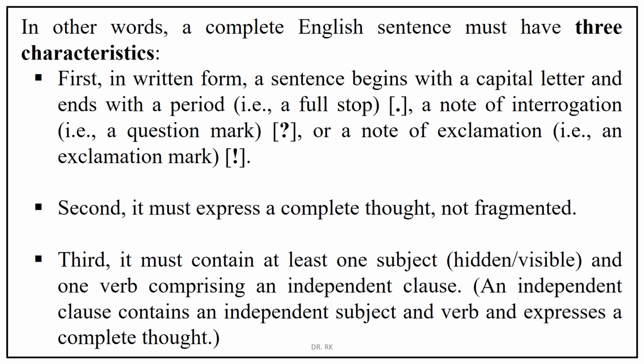In other words, a complete English sentence must have three characteristics. First, in written form, a sentence begins with a capital letter and ends with a period, that is, a full stop, a note of interrogation, that is, a question mark, or a note of exclamation, that is, an exclamation mark. Second, it must express a complete thought, not fragmented. Third, it must contain at least one subject, hidden or visible, and one verb comprising an independent clause. An independent clause contains an independent subject and verb and expresses a complete thought.